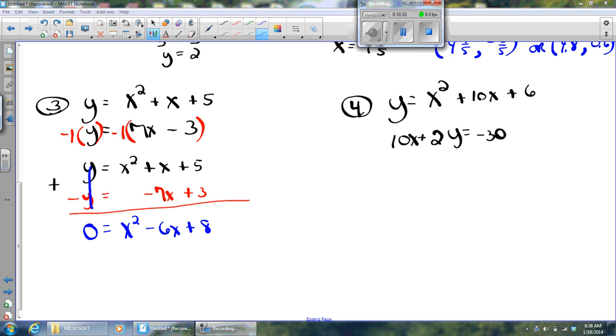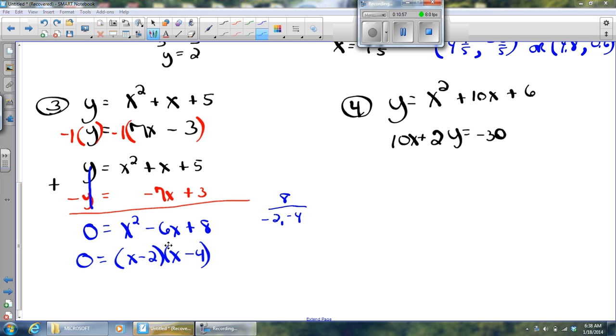Okay, so now I have an equation that is definitely factorable. I need two factors of 8 that are going to add to get negative 6. Well, I'm thinking a negative 2 and a negative 4. If I multiply them, I get positive 8. And hopefully some of you are starting to see that when the lead coefficient is 1, we can factor just like this. It's a little shortcut.